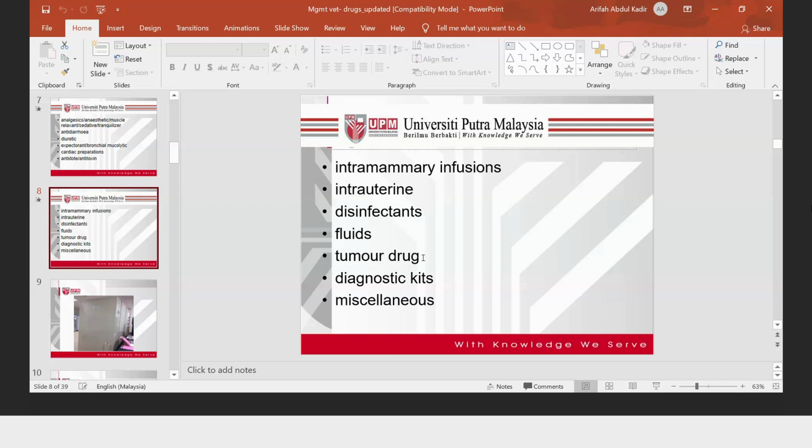Okay, tumor drugs are placed separately, not in the pharmacy. They are placed in a room called bilik chemotherapy. So this room will have all the tumor drugs, and all the dilution or administration of the drug to the patient should be done in this room. Okay, why? Anybody knows why these tumor drugs are separated?